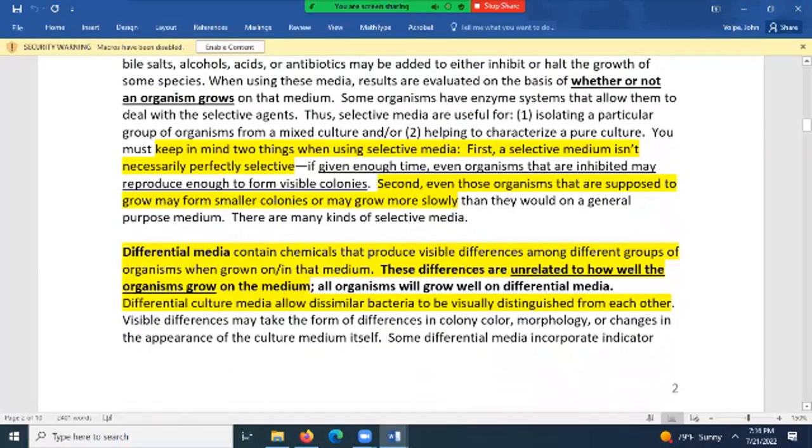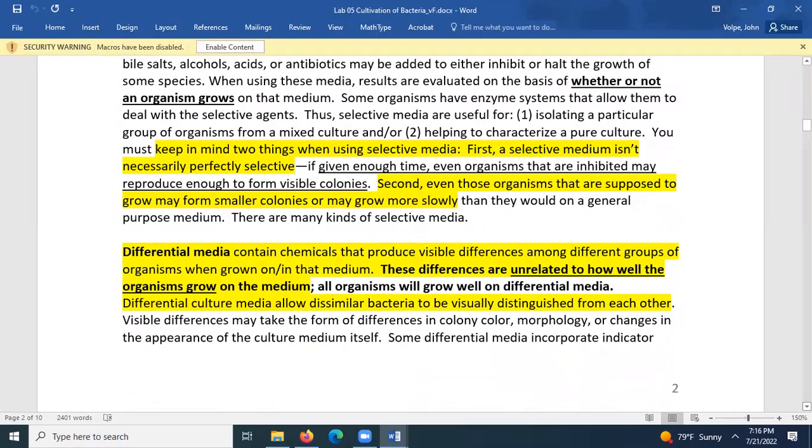First, the selection is not necessarily perfect, meaning you might get reduced growth, but you do have some growth. And second, those organisms that are supposed to grow on the selective media may not grow as well on the selective media as they grow on another media. So usually when you're growing on a selective media, you compare the growth to the growth on a general purpose media. All right, any questions about selective media?